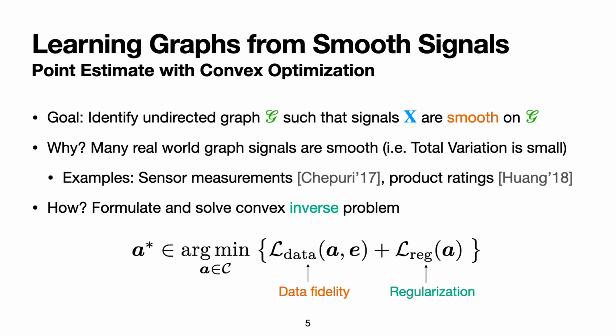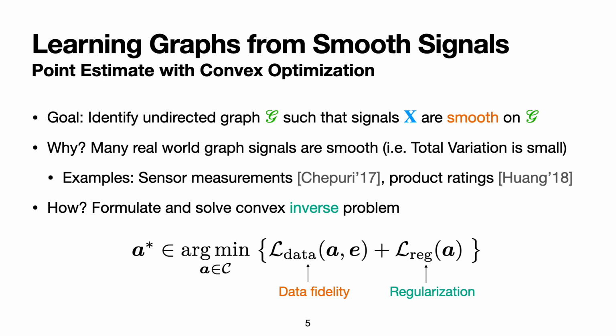So we want to produce this point estimator. We're going to start with the model-based approach. Our goal is to identify some undirected graph G from the signals X such that they're smooth on G. Why are we using this idea of smoothness? The reason is many real-world graph signals are smooth, meaning they have small total variation. For example, in sensor networks, the graph signals that we tend to observe have low total variation, or tend to be smooth. Same thing with product rating networks, where we have people and the products that they've rated. We tend to find those signals on top of these to be smooth.